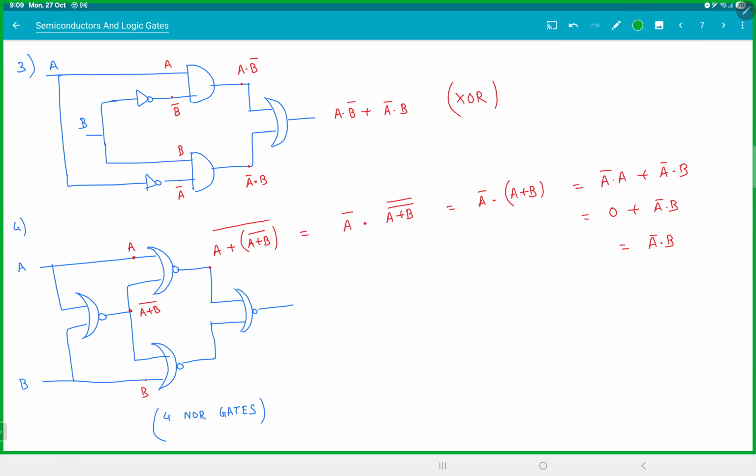Similarly here, this guy will be B plus A plus B whole bar, whole bar. You solve this, you'll end up with A dot B bar. So you are giving A plus B and A dot B to this guy. So this is A bar dot B plus A dot B bar to an OR gate, but it is a NOR gate, the overall negation. This is XNOR.